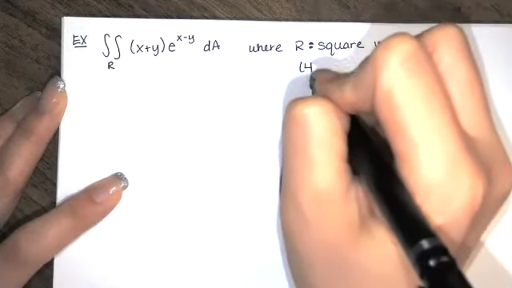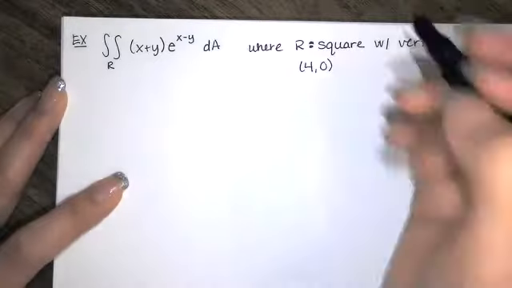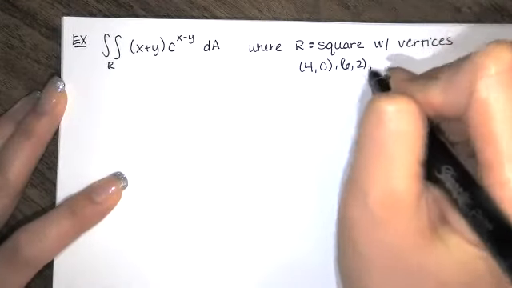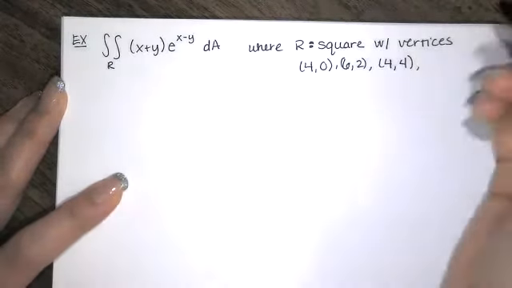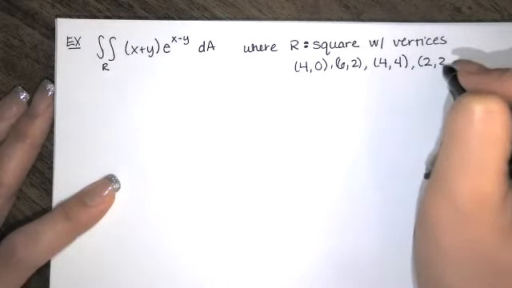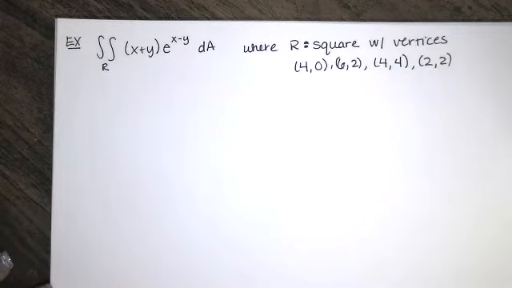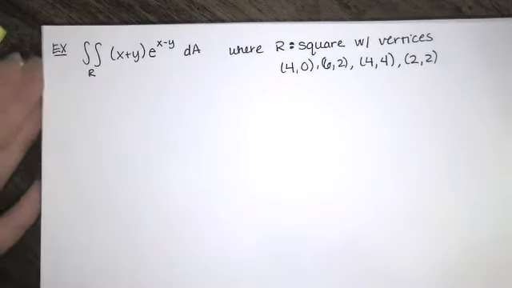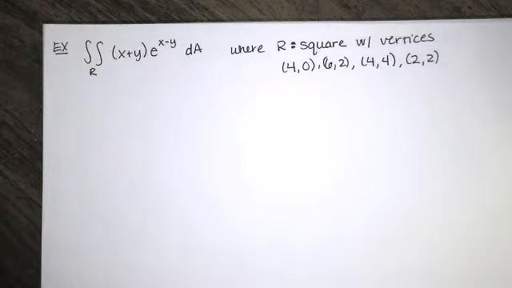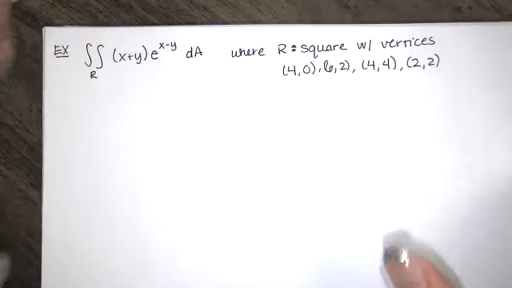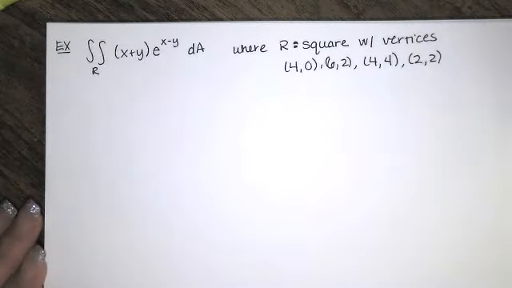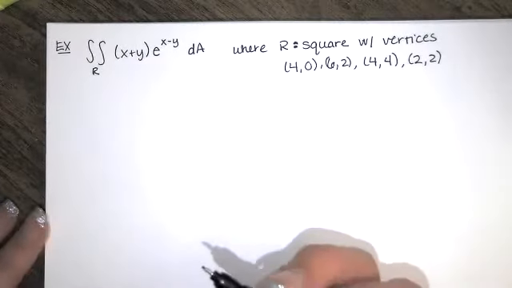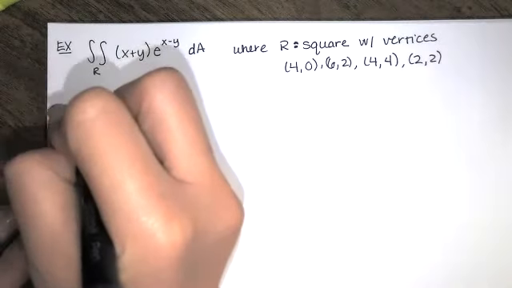4, 0, 6, 2, 4, 4, and 2, 2. Okay. In order to evaluate this, let's sketch the region R. Then we'll think of an appropriate transformation and sketch that transformed region S. And then we'll come up with a way to describe this double integral in terms of x and y as a double integral in terms of some new variables u and v. So always start by sketching.